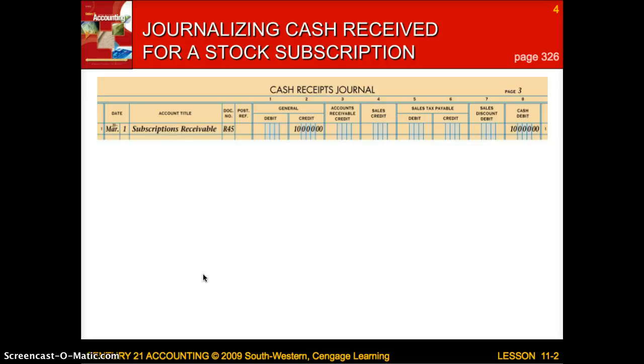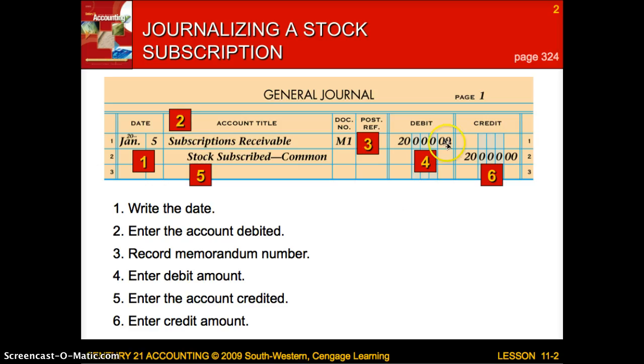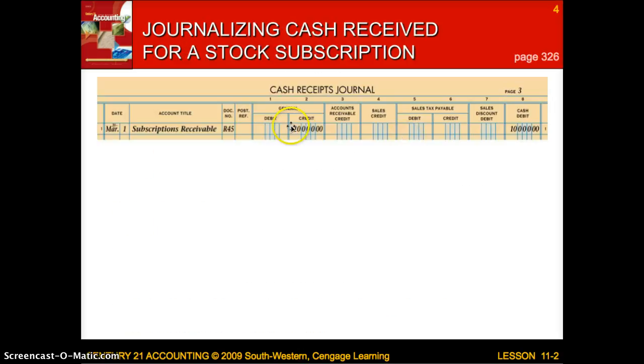We need to know what to journalize in our cash receipts journal when we receive cash for the partial payment of that stock subscription. So he owes us $20,000, and he decided on March 1st that he will pay half of that subscription. So we are going to give ourselves a cash debit of $10,000, and then we will credit that subscription receivable. Remember, here we debited that subscription receivable, so here we will credit it so that he only owes us half of what he did prior to that.